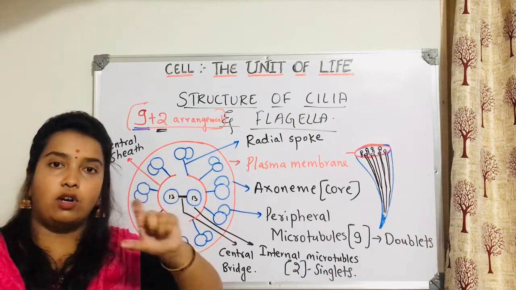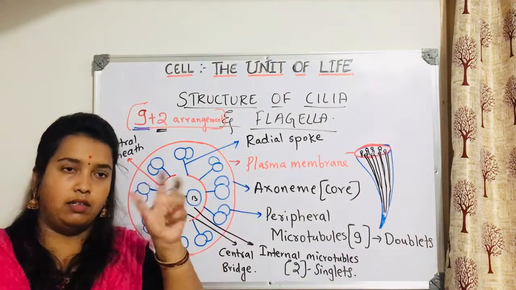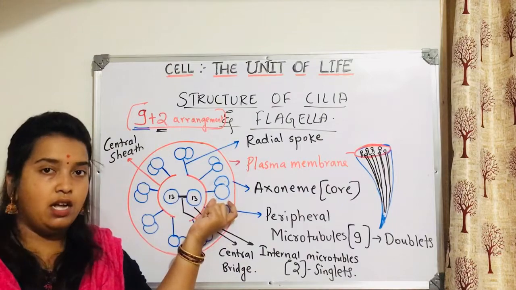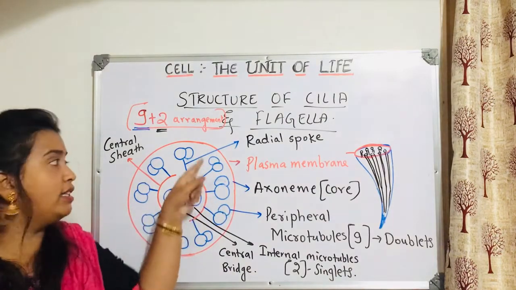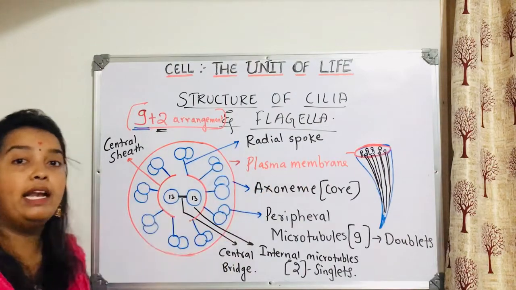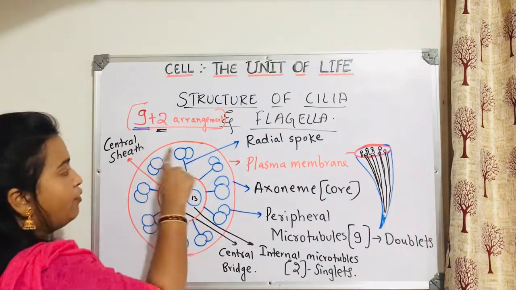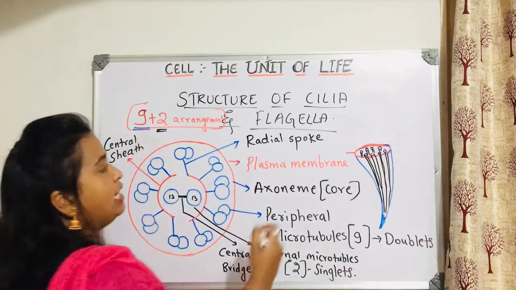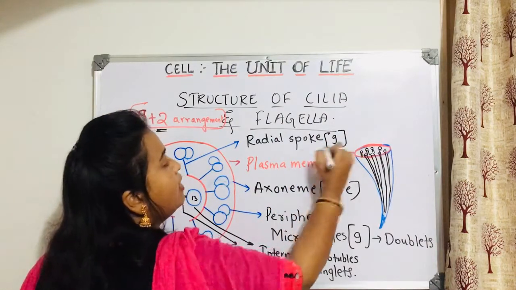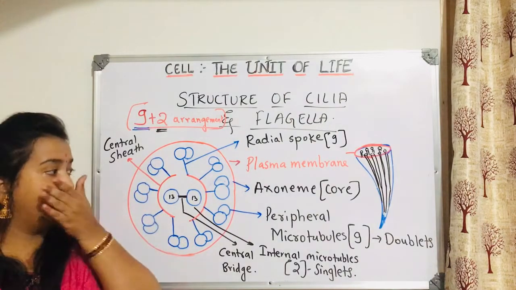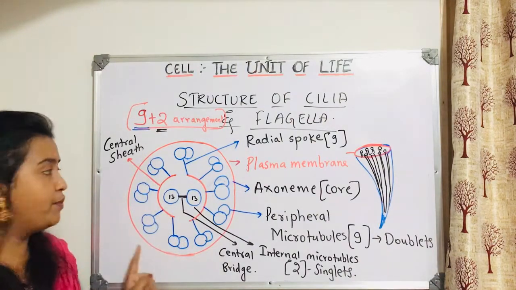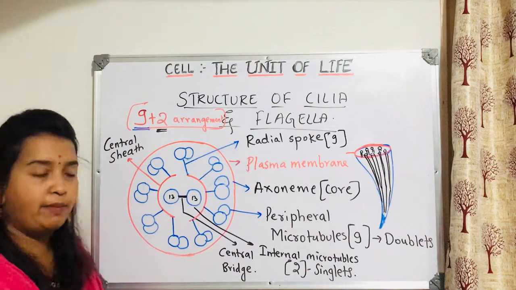That is called one singlet. I mean, in the doublet we have this complete structure, and that is connected with this sheath by radial spokes. Then how many radial spokes will we have? If you have 9 doublets, obviously we will have 9 radial spokes. Clear? Then what do we need to study here? After this, we have only a few things remaining.